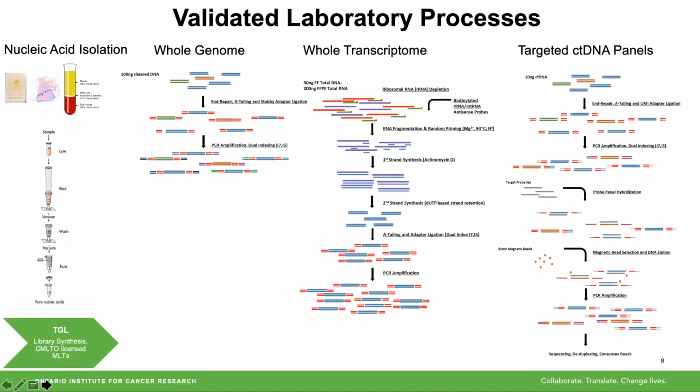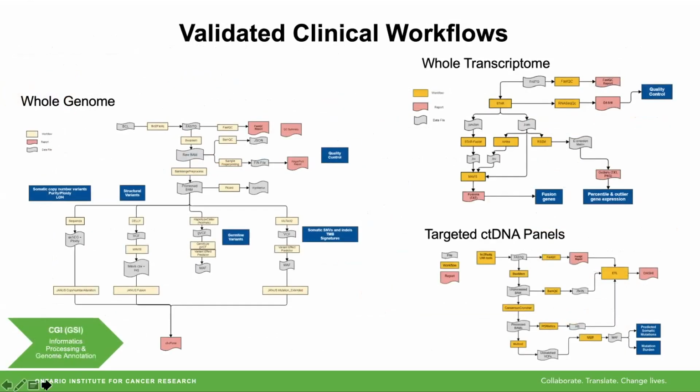So there are four main pillars of laboratory assays, which you can see here, which include nucleic acid extractions. We take in your sample tissues and blood products, and then we build our whole genome, whole transcriptome, and targeted ctDNA libraries within the laboratory space. Next slide, please.